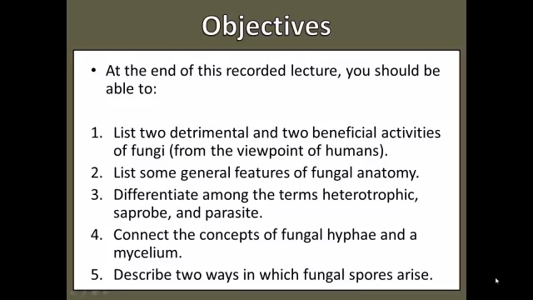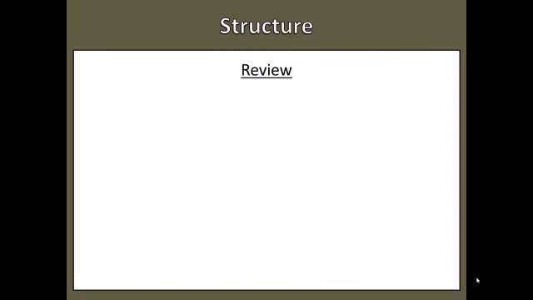At the end of this recorded lecture, you should be able to list 2 detrimental and 2 beneficial activities of fungi, from the viewpoint of humans, of course, list some general features of fungal anatomy, differentiate among the terms heterotrophic, saprobe, and parasite. Connect the concepts of fungal hyphae and a mycelium and describe 2 ways in which fungal spores arise. It is time to add more depth to what we learned in Chapter 1.